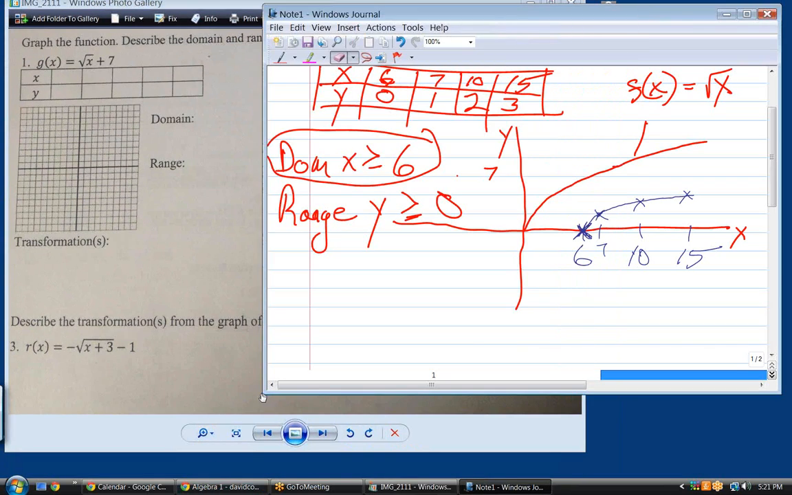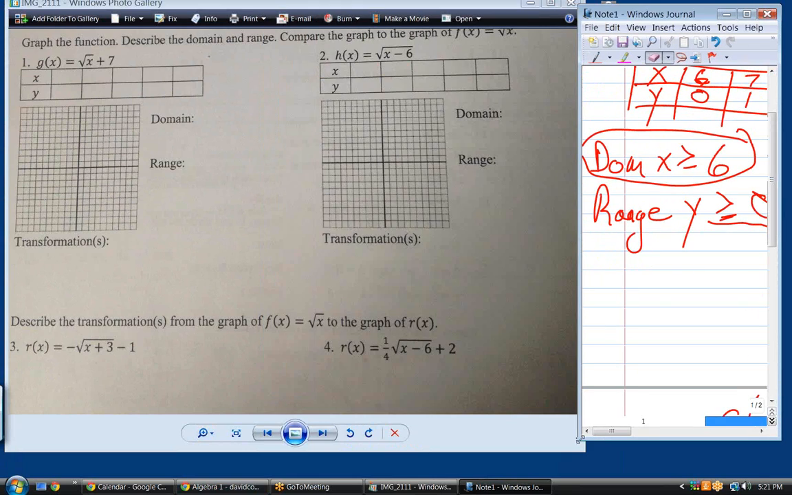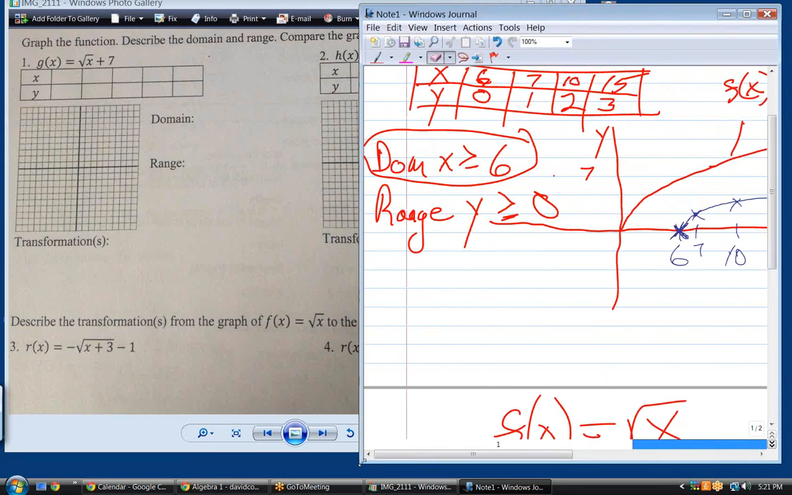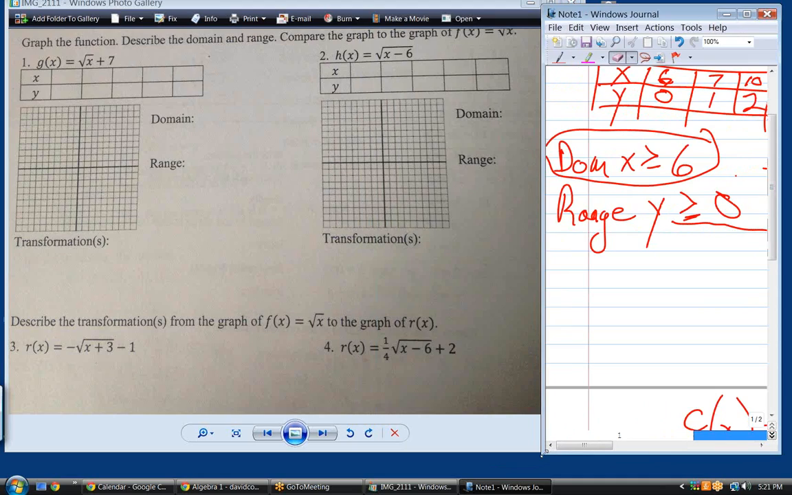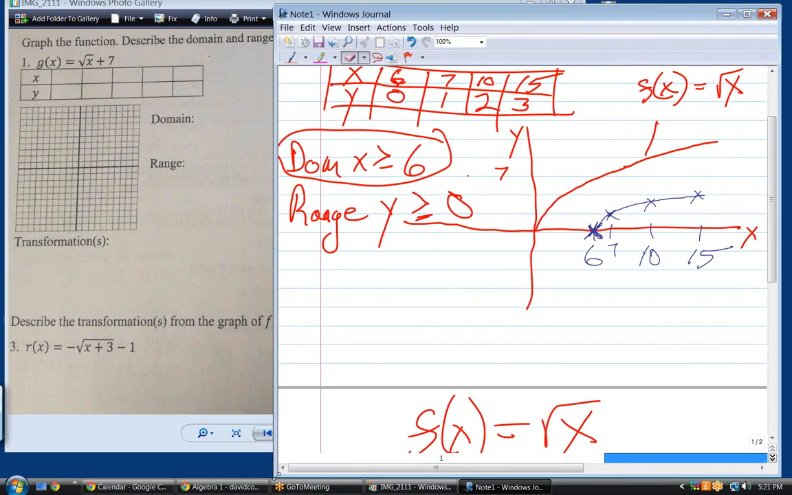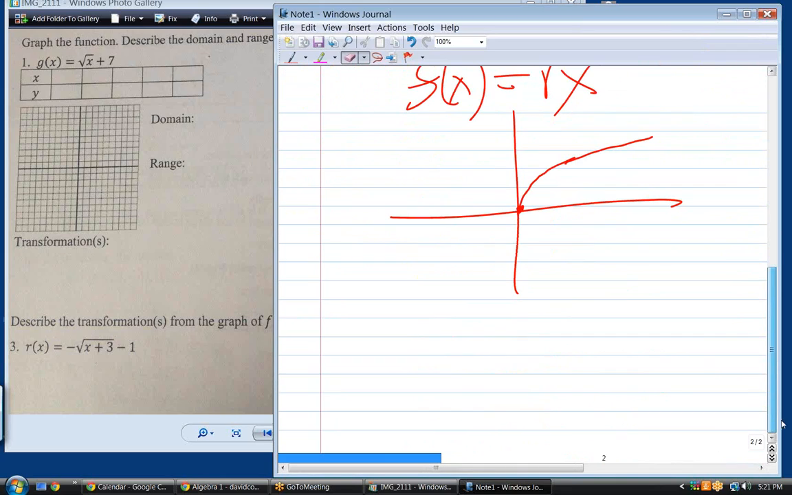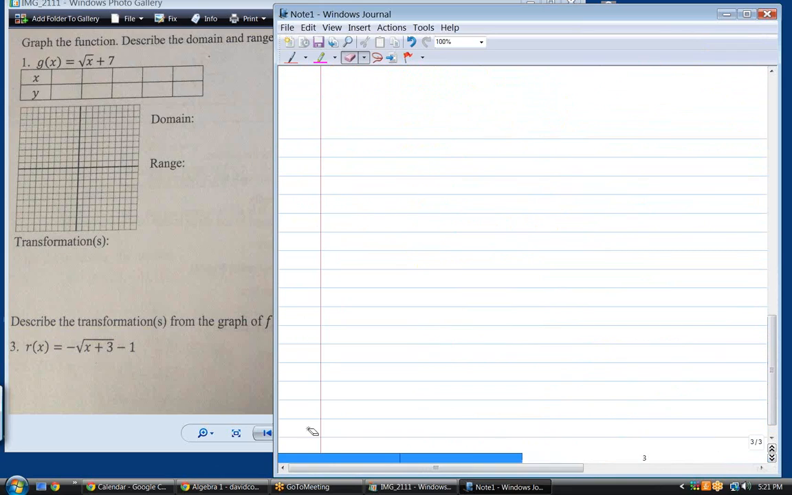Three has a few things going on with it. Again, all it wants us to do is describe the transformations. We don't have to graph it. We don't have to give its domain or range. We just have to describe the transformations. There are 3 of them. First of all, what's the consequence of the negative sign in front of the radical sign? It means it shifts to the left? No. When you see negative signs, that means reflections.